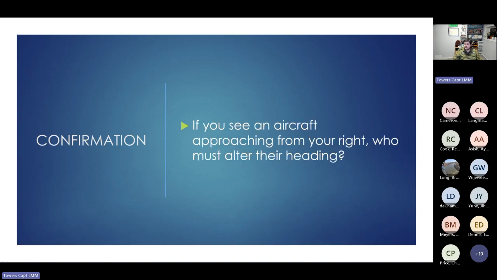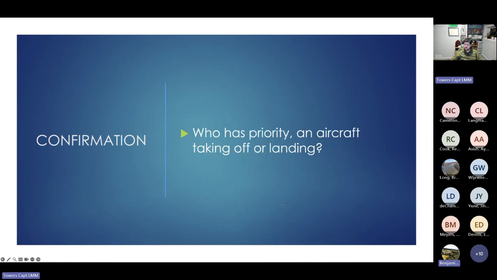If you see an aircraft approaching from your right, who must alter their heading? You. That is correct. Who has priority? An aircraft taking off or landing?